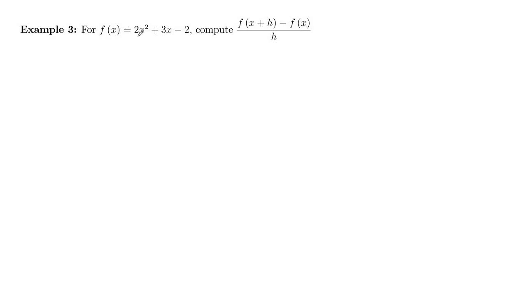In example 3, we are given a quadratic function, 2x squared plus 3x minus 2, and we want to compute f of x plus h minus f of x over h. So this is called a difference quotient, and it's going to come in when we study derivatives in a later chapter. The way that I like to approach these is we've got our f of x written down, so let's find our f of x plus h.